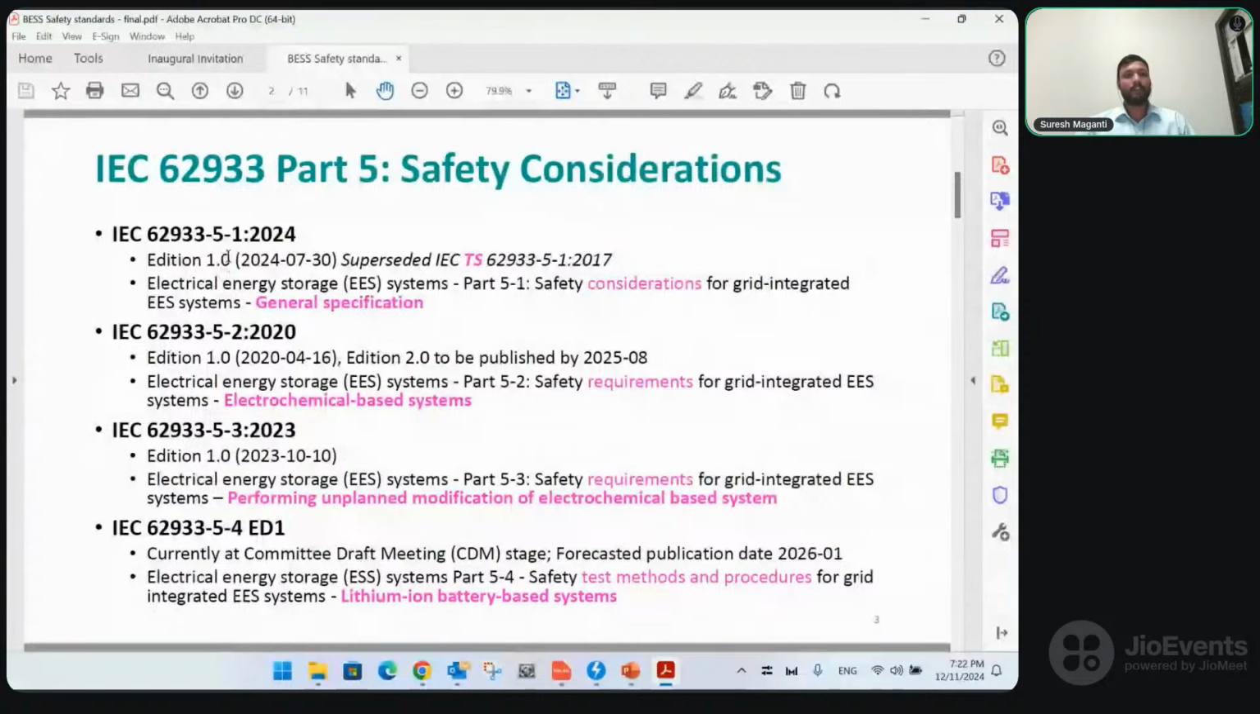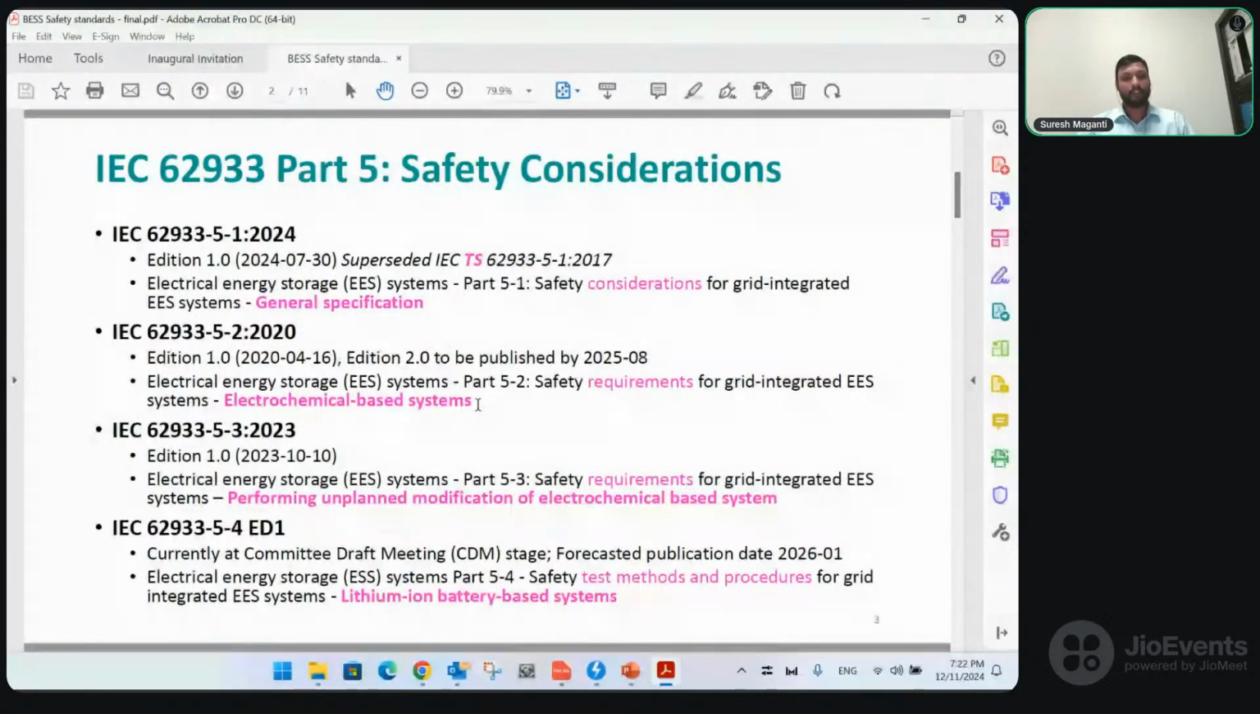That is 62933-5-1, which is the recently updated one. That 5-1 mostly talks about the safety considerations for grid integrated electrical energy storage systems, especially in general applications. The second one talks about grid integrated energy storage systems, especially electrochemical based systems, that is battery manufacturing, lithium ion, thin films, and insulation requirements.